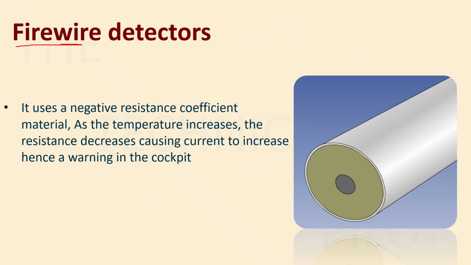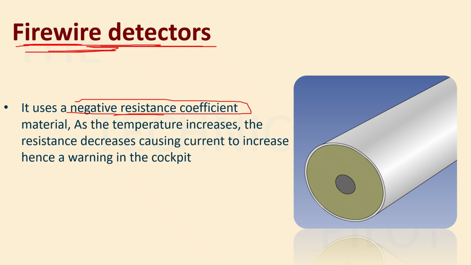Now the second type is a firewire detector. So what is a firewire detector? It uses a negative resistance coefficient. What is a negative resistance coefficient? These are some kind of special materials on which, if you apply heat, for example if I have a negative temperature coefficient material and I apply heat to it, then the resistance of this material will start to reduce.